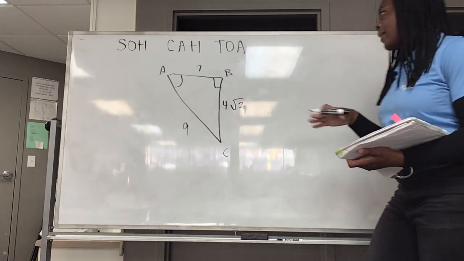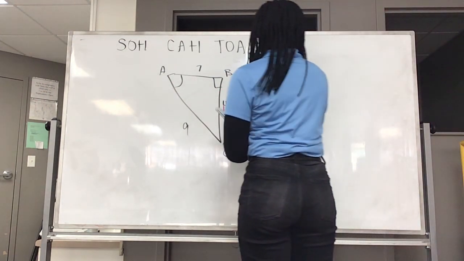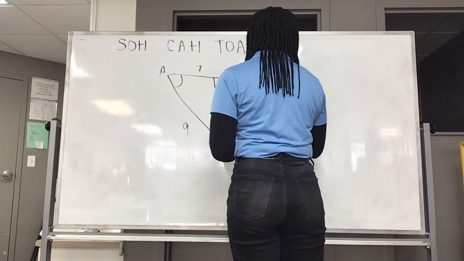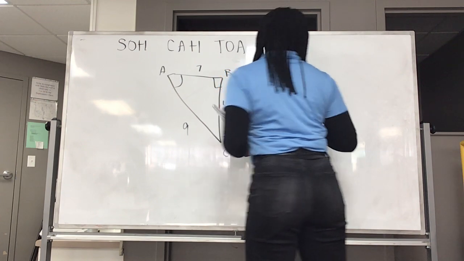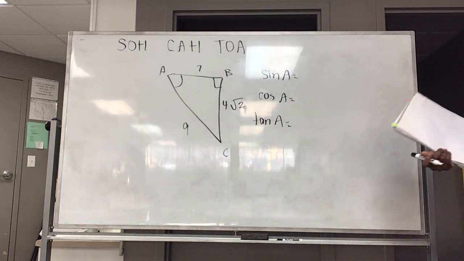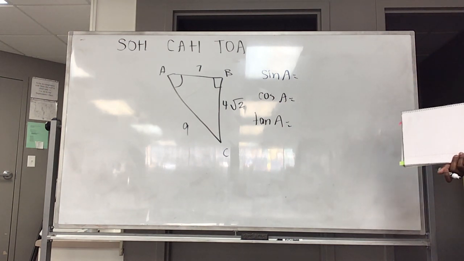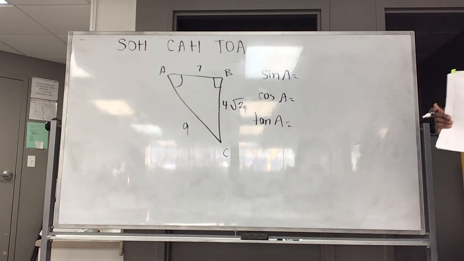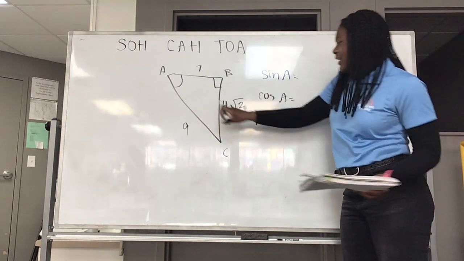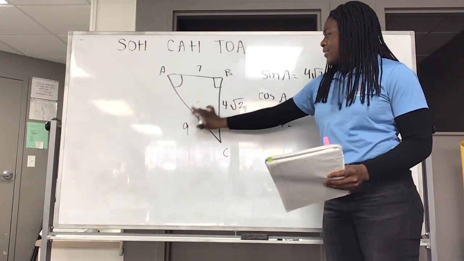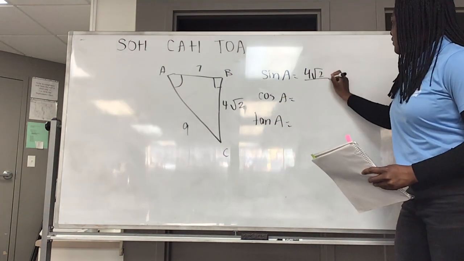Okay, we're going to stick with angle A again. Does someone want to tell me what sine of A would be? Would it be 4 square root 2 over 9? Yep. So opposite of A is this side, 4 square root 2, and then our hypotenuse across from the right angle is 9.